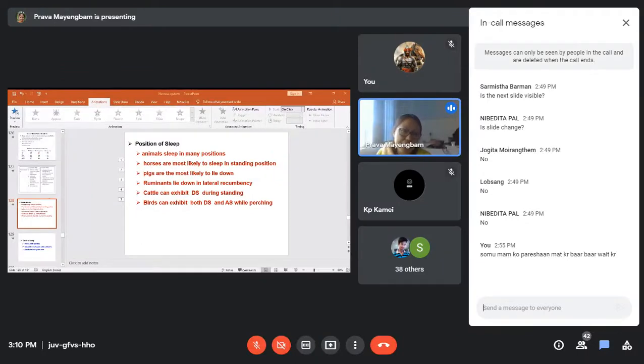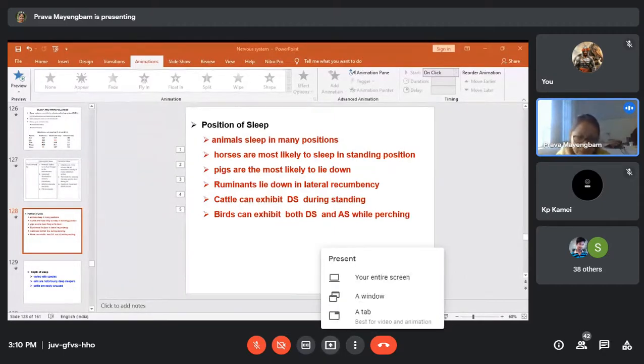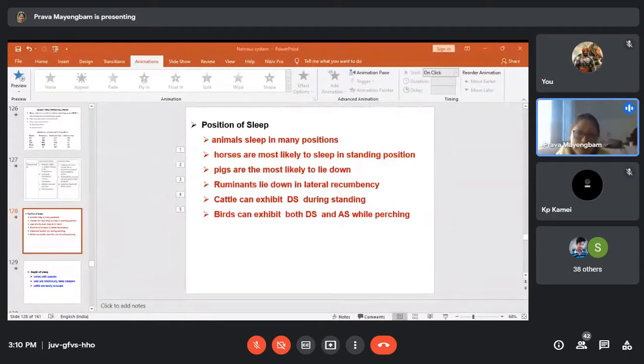Depth of sleep varies with species. Cats are notoriously deep sleepers. They can really sleep very, very deep. In most other animals, they easily get aroused with mild stimulus. But cats can go into deep sleep. You might have seen many pictures of how they sleep in many different positions. And cattle are easily aroused.